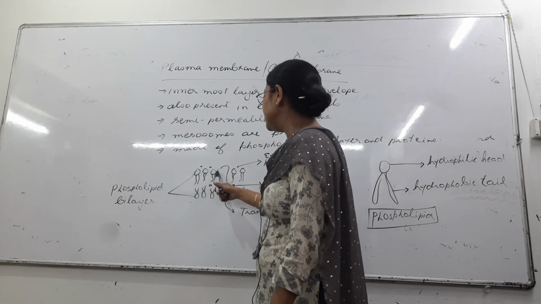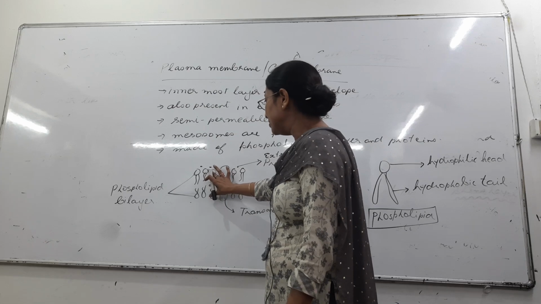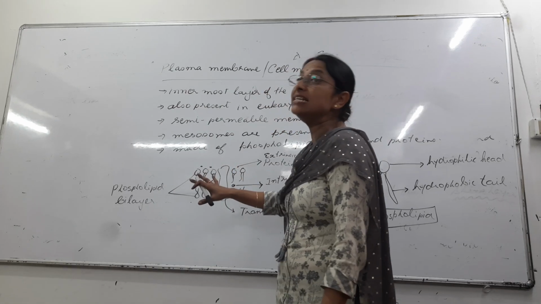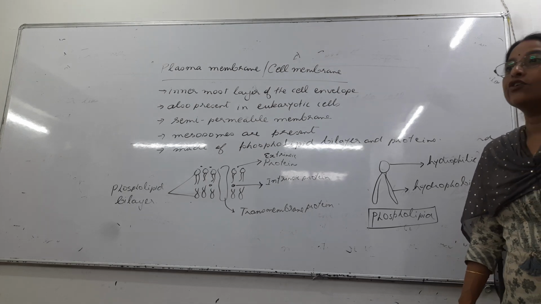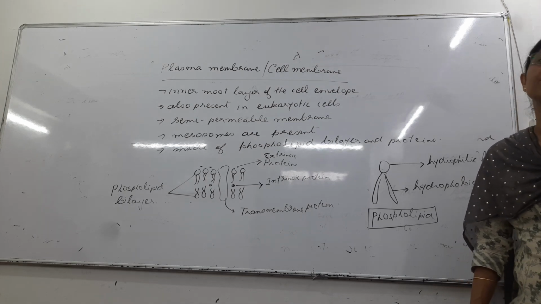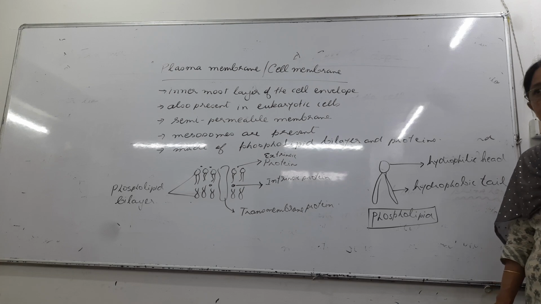Is it a single layer or a double layer? The phospholipids form a double layer, and there are some types of proteins as well. So the plasma membrane is made up of phospholipid and protein. The phospholipid has two layers, therefore it is called a phospholipid bilayer. Is the point clear?